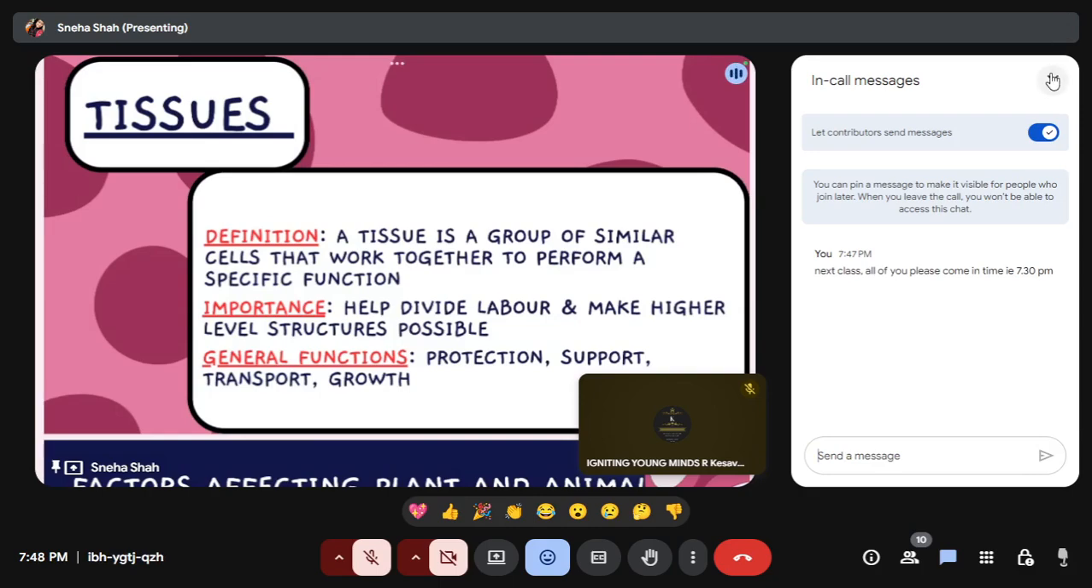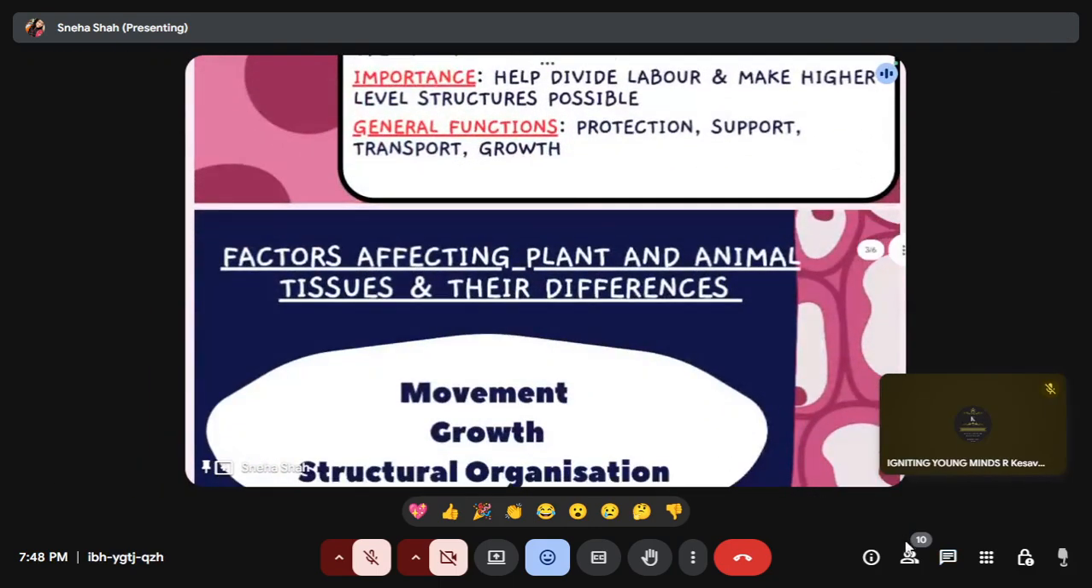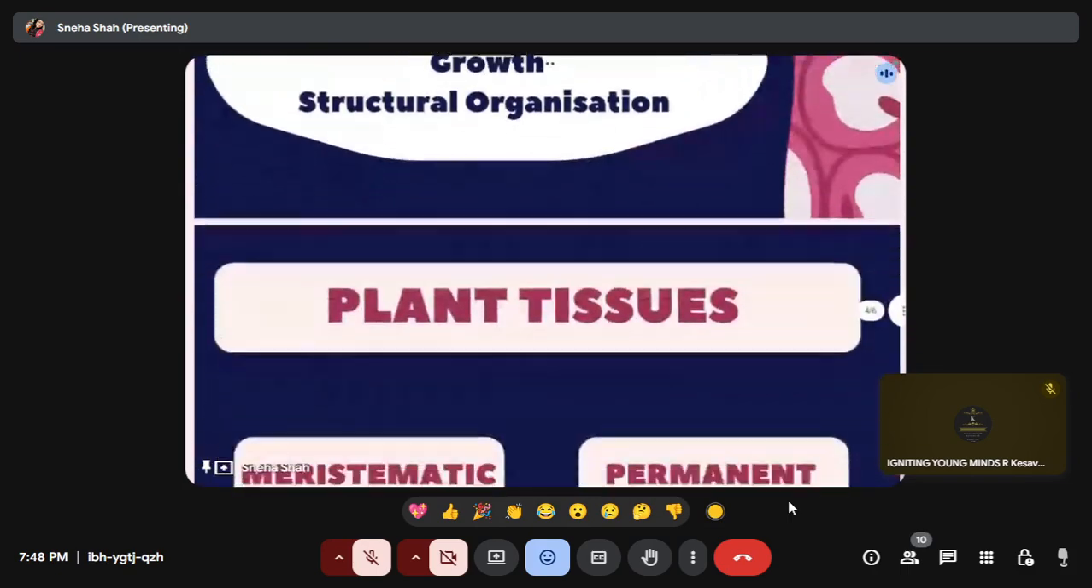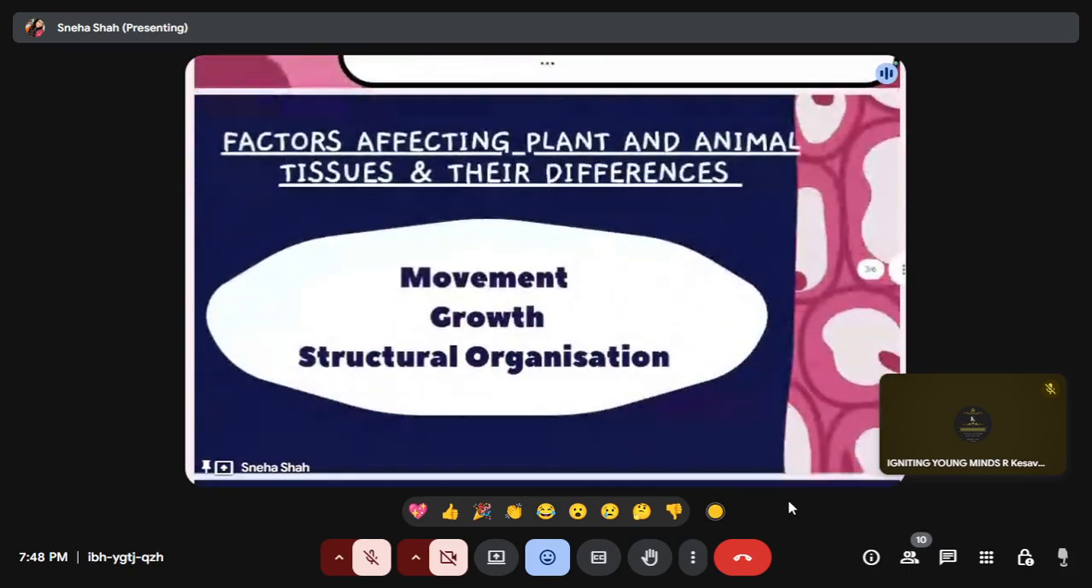Okay. So what we are going to see next is the factors that affect plant and animal tissues and their differences. These are the three things that affect the presence or the type of tissues present in plants and animals: movement, growth, and structural organization. Movement needs more strengthy tissues, correct, muscular tissues. So that is present in animals. They are not present in plants.